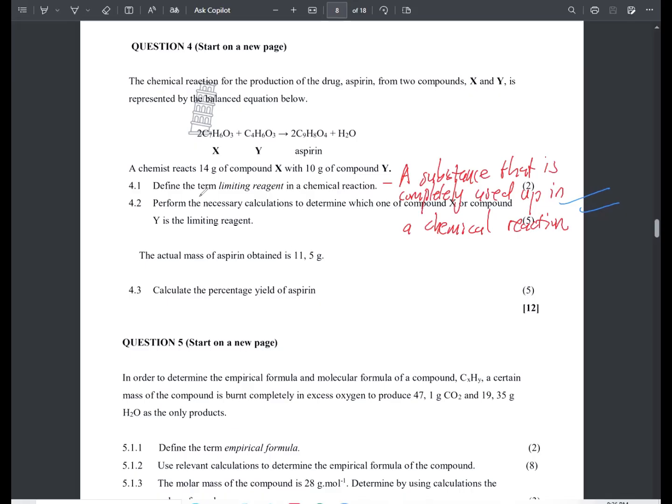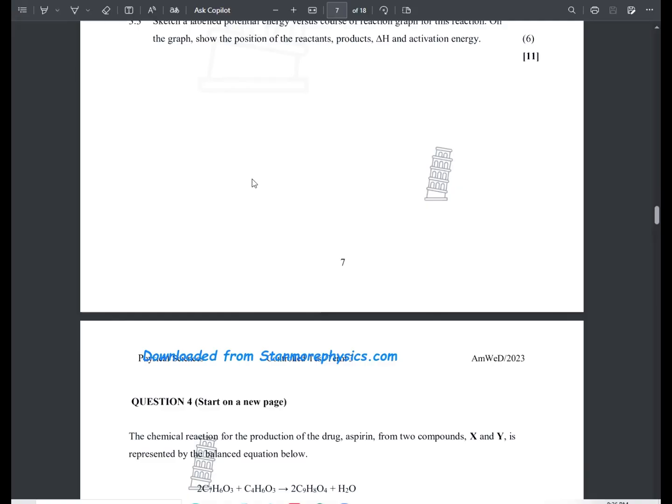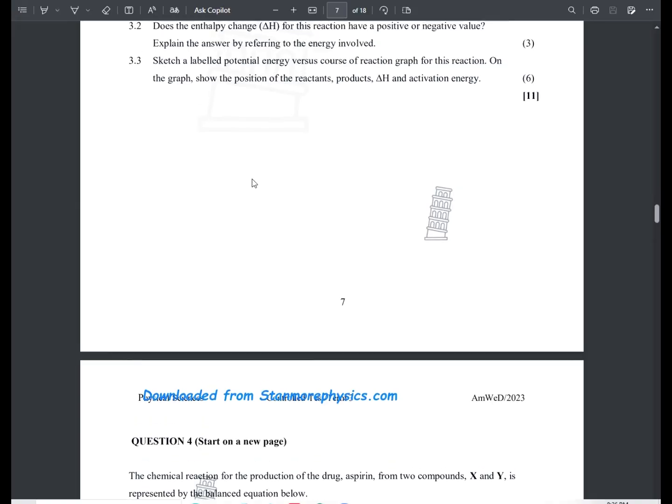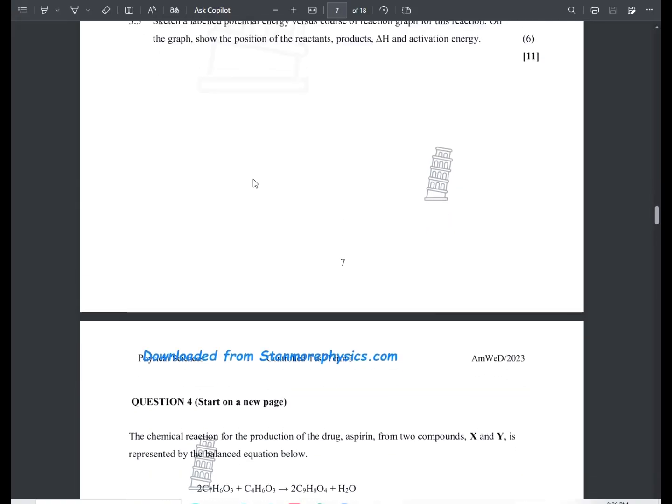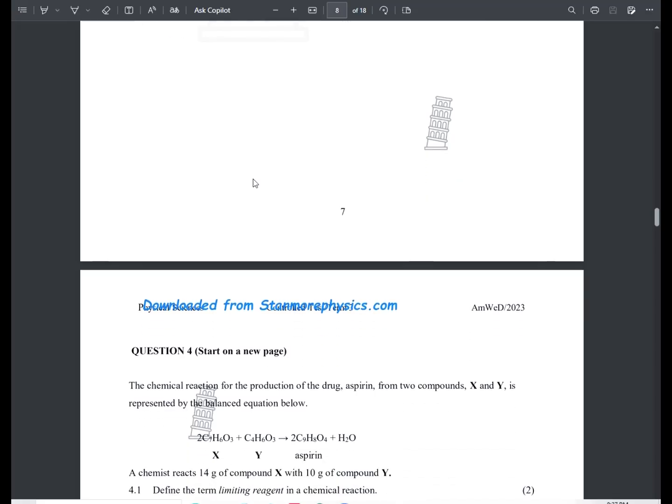Now they say 4.2, perform the necessary calculations to determine which of compound X or compound Y is the limiting reagent. Right. So let's focus on 4.2 now. Okay. So do we have anywhere where we can perform that calculation? Okay. I think here would be good. So note that we have 14 grams for this one.